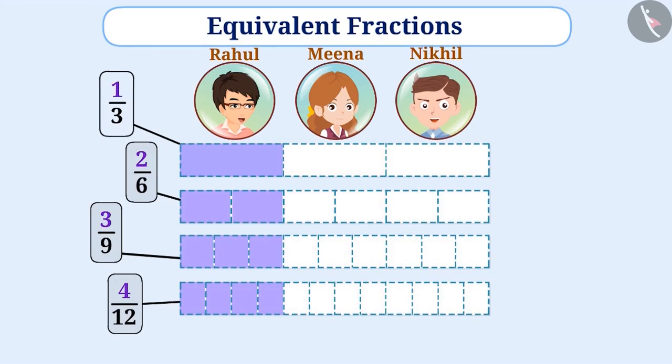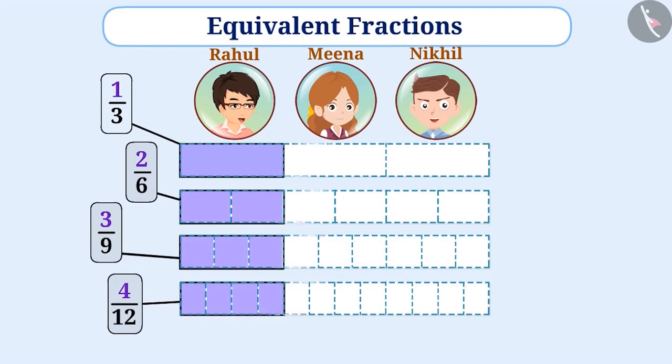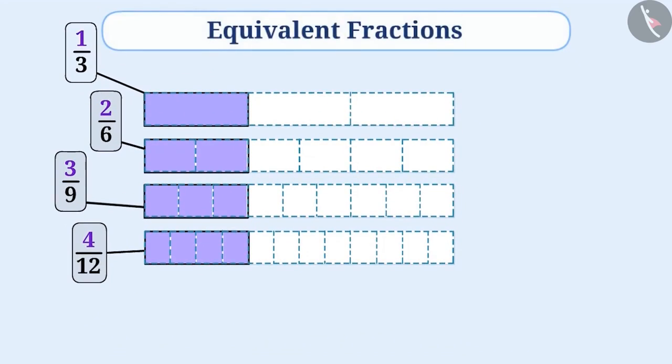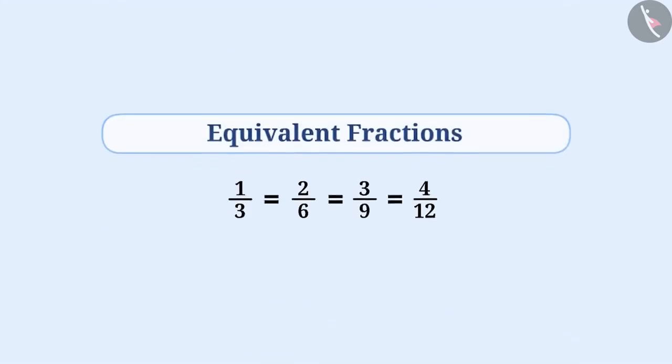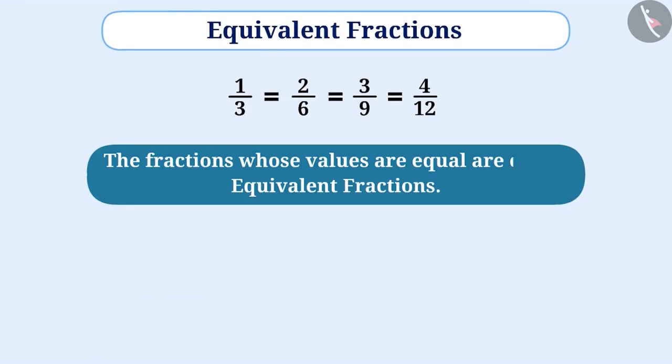Now, if you look at these fractions, then they may appear different to you. But if we place the parts one over another, then we will find that these are covering one another completely. What do you understand by this? Think for a while. You are absolutely correct. We can understand that these fractions have equal size. That means all these fractions represent equal parts of a whole. Therefore, the value of fractions 1 by 3, 2 by 6, 3 by 9 and 4 by 12 are equal. The fractions whose values are equal are called equivalent fractions.